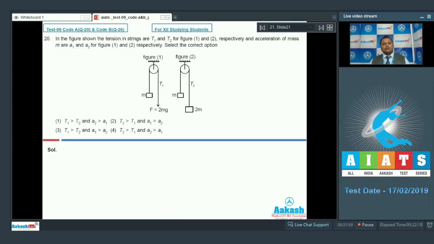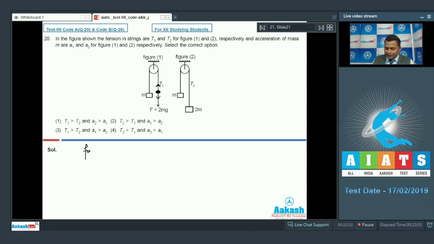In the figure shown, the tensions in the string are T1 and T2 for figures 1 and 2 respectively, and the accelerations of mass m are A1 and A2 for figures 1 and 2 respectively. Select the correct option. Now we have two situations, one named figure 1 and the other figure 2. In figure 1, an external force of 2 mg is acting. So, see the situation in figure 1. Consider this point of the string. As the string is massless, it means the downward force will be equal to the upward force.